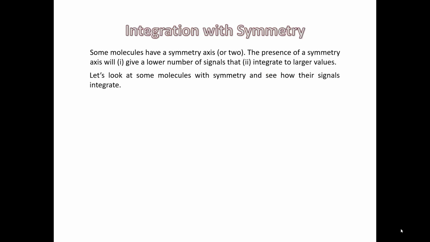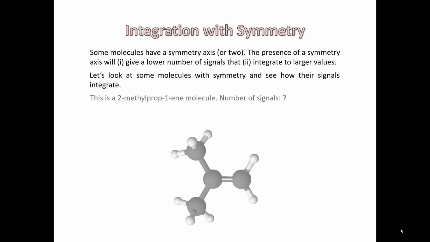What about if a molecule has symmetry? Some molecules have a symmetry axis or more, and the presence of a symmetry axis will give a lower number of signals that integrate to larger values. Let's look at some molecules with symmetry and see how their signals integrate. So this is 2-methylprop-1-ene. So the number of signals, we're not quite sure yet. We'll take a look at that in a minute.